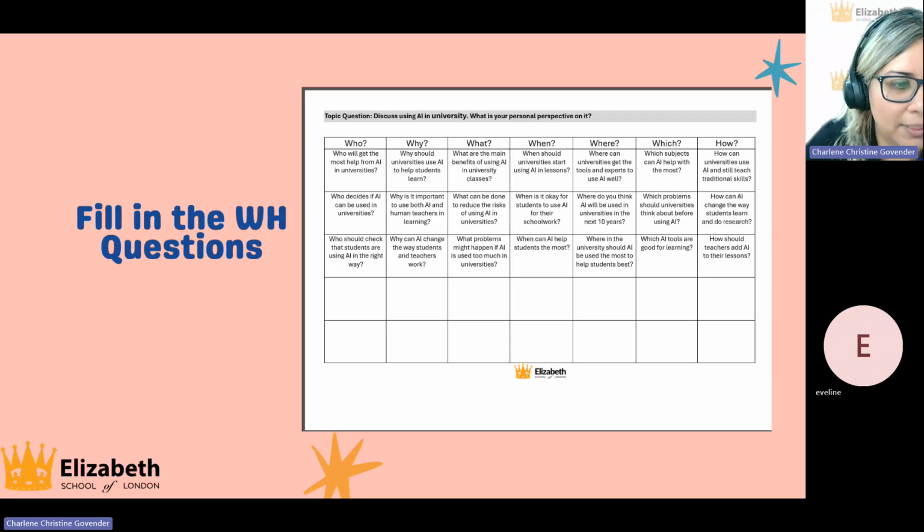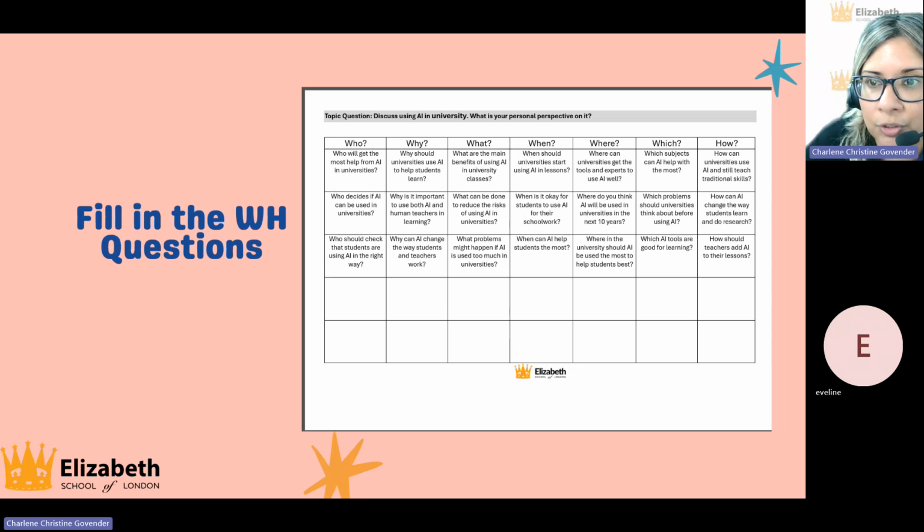So this is what our WH questions will look like. It's basically made of who, what, when, where, which, and how. We do have some blank spaces here, and I have those blank spaces for a reason, because these questions only answer the first bit of our essay topic, which is discuss using AI in university. What is your personal perspective on it? We didn't delve into that, so we're going to answer that together.